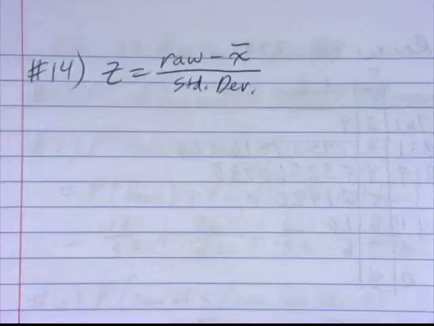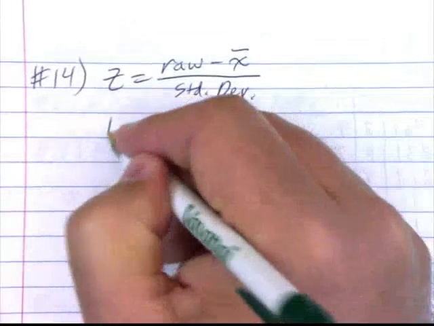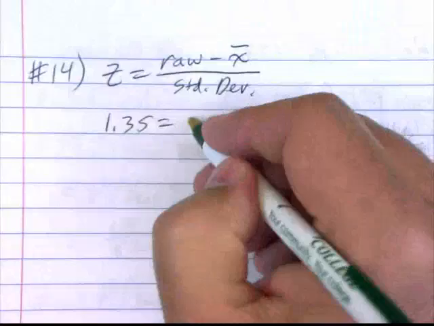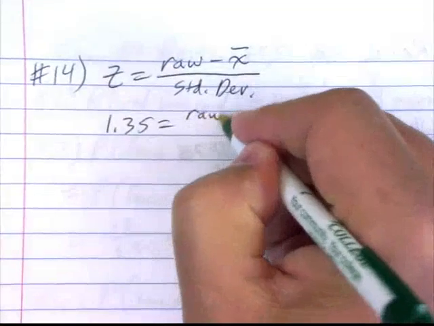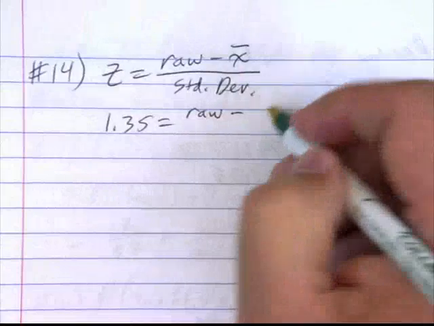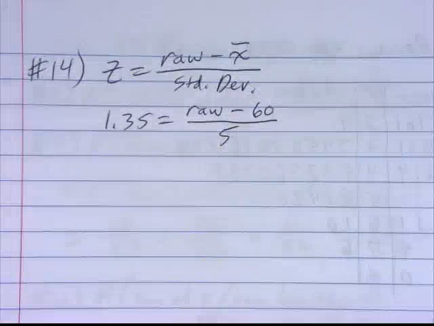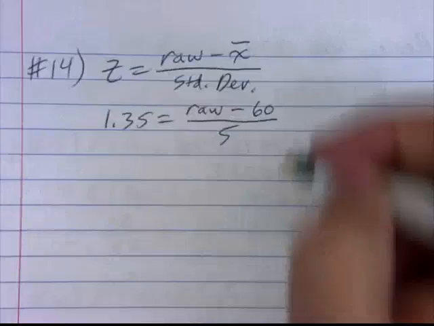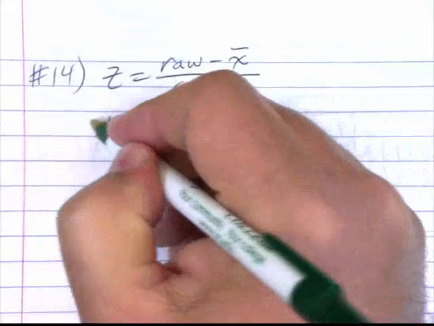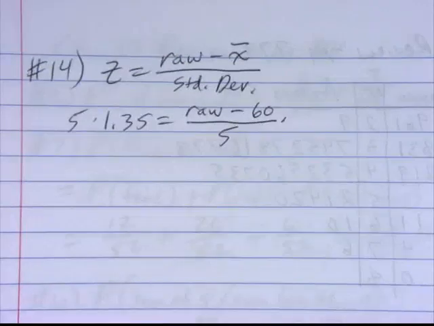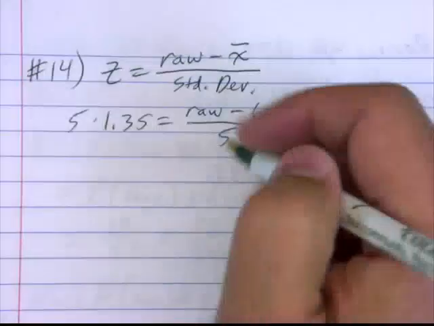So in our case, for this one, we're going to plug in what we know and then solve for what we don't know. So they told us we had a z-score of 1.35. We don't know our raw score. We know our mean is 60, and our standard deviation is 5. And now I want to solve that equation for the raw score. So I'll start by multiplying both sides by 5. So 1.35 times 5 is 6.75.